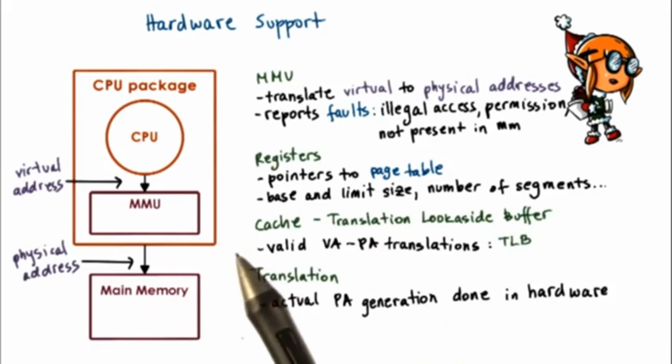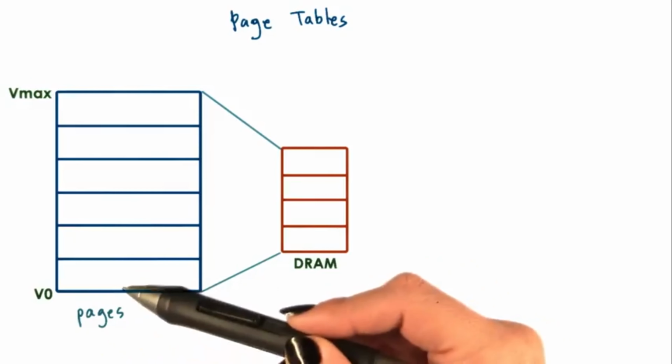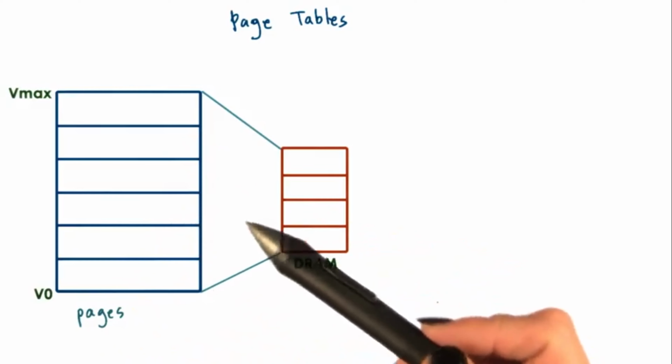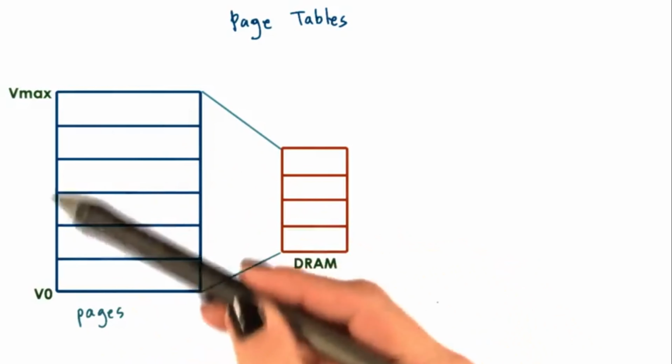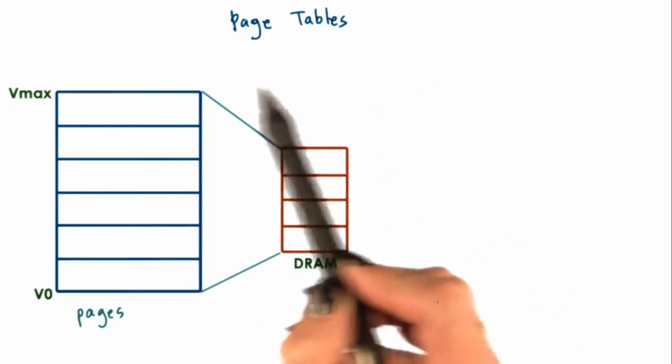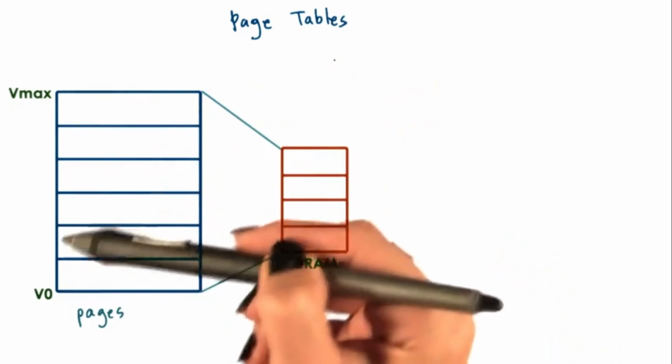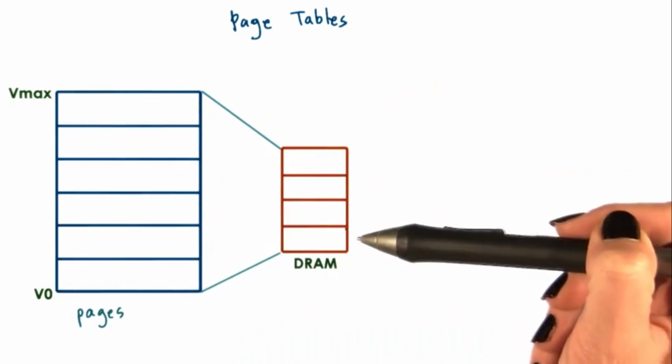As we said, pages are the more popular method for memory management. Now let's take a look at one of the major components that enables page-based memory management, and that's page tables. That's the component that's used to translate the virtual memory addresses into physical memory addresses.